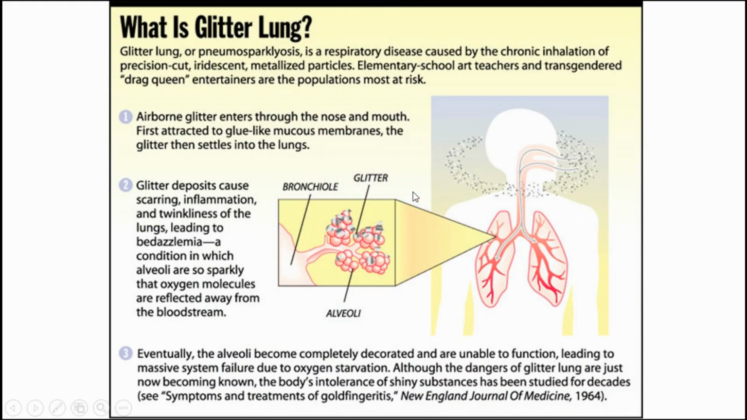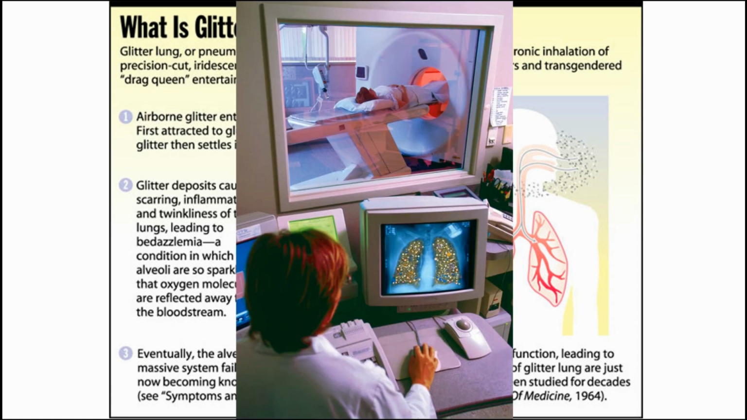Now right here we have, I'll take the suspense out right away, an article from The Onion. So sadly, I don't want to string you along, but glitter lung, aka pneumosparkliosis, is not a real thing. But I salute the people at The Onion for coming up with this incredibly clever respiratory disease. So go ahead and pause, read along as you wish, and then enjoy the fact that they even thought to give us a CT scan to go along with it.